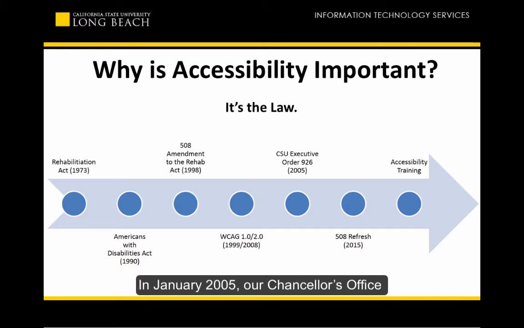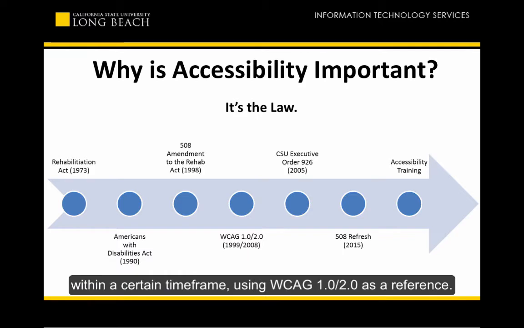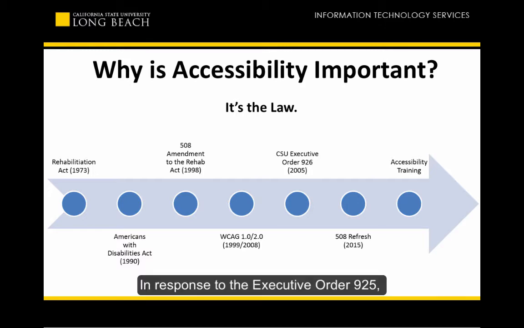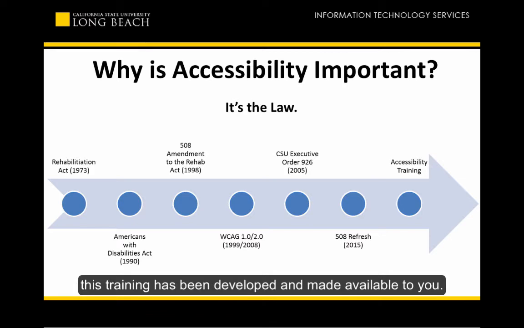In January 2005, our Chancellor's Office issued Executive Order 925, officially announcing our goal to meet 508 requirements within a certain time frame using WCAG 1.0/2.0 as a reference. In response to Executive Order 925, the ATI, Accessible Technology Initiative, assembled system-wide, and as a direct result of the group's efforts to put EO 925 into action, this training has been developed and made available to you.